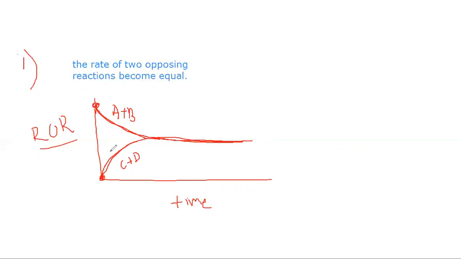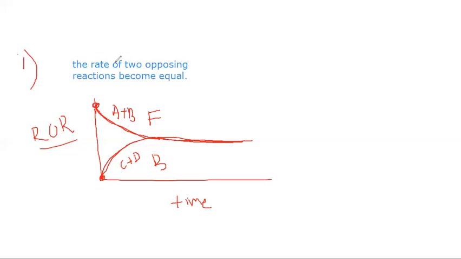In chemical equilibrium, the first most important state is that the rate of two opposing reactions becomes equal. The rate of the forward reaction and the rate of the backward reaction both become equal. The speed of the reaction towards product and the rate of the backward reaction towards the reactant become equal.